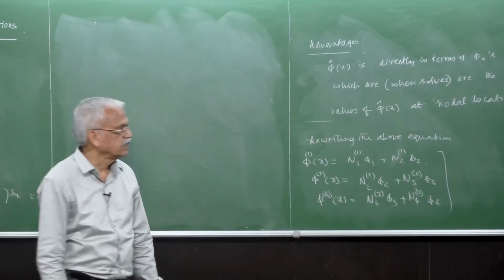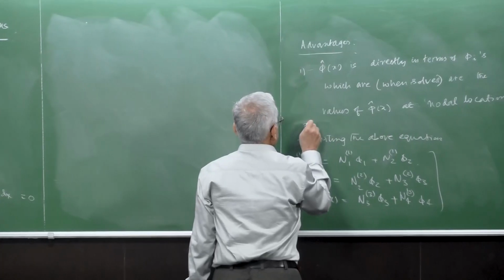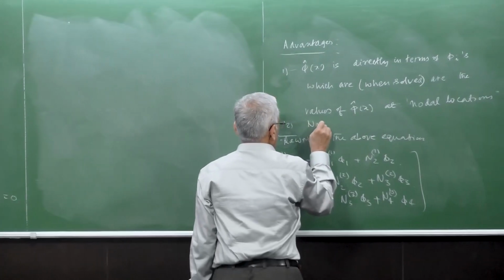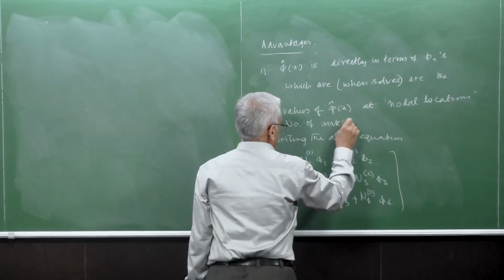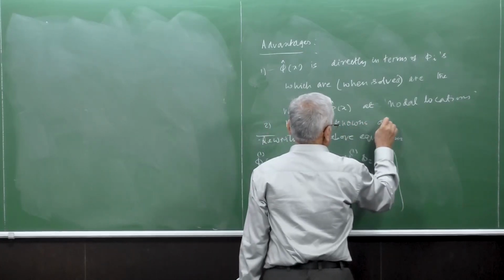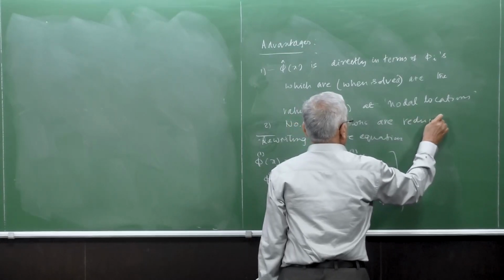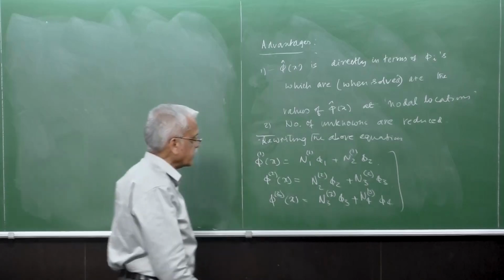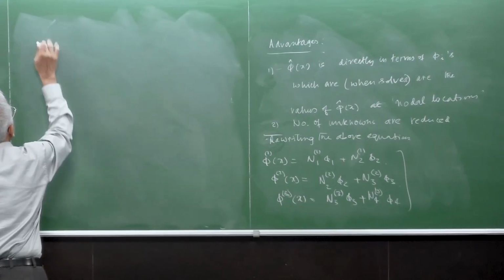So in fact, if you want, I can also write it. This is one advantage: the number of unknowns is reduced. So this is another very important advantage. So now let's get back to the shape of the functions.